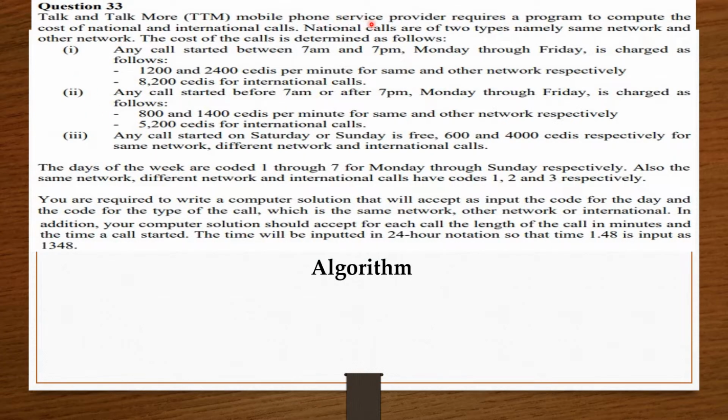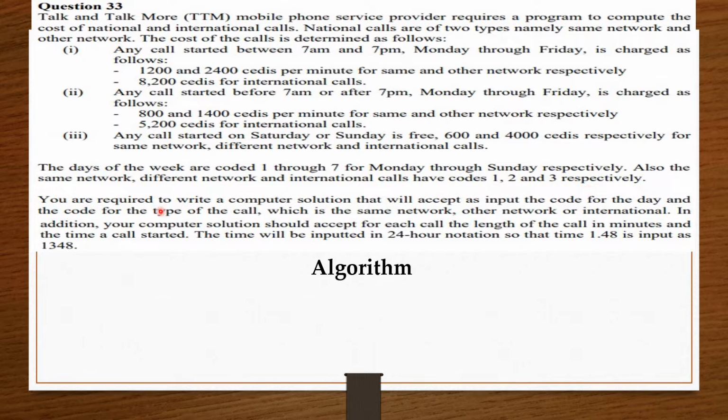Talk More mobile phone service provider requires a program to compute the cost of national and international calls. National calls are of two types, namely same network and other network. The cost of the calls is determined as follows. The days of the week are coded 1 through 7 for Monday through Sunday respectively. Also, same network, different network, and international calls have codes 1, 2, and 3 respectively.